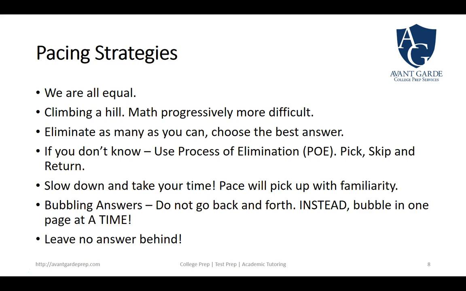You want to eliminate as many answers as you can and choose the best answer. Often, within the reading or the writing, or even quite well with the math, you can identify two wrong answers, and you want to effectively eliminate those, changing your chance from 25% of getting one right to a 50-50, and giving yourself a little bit more of an opportunity to have some of those fall your way. If you don't know, use process of elimination.